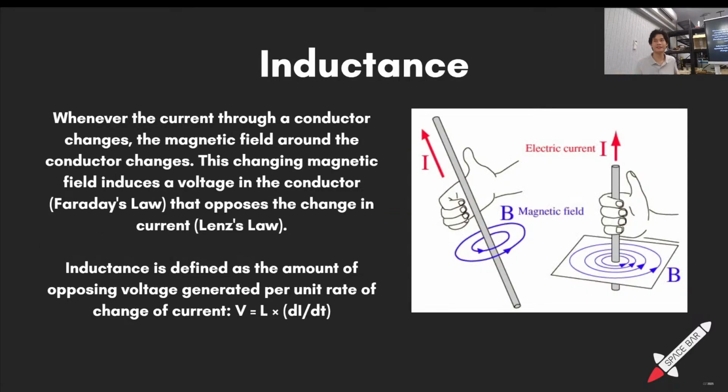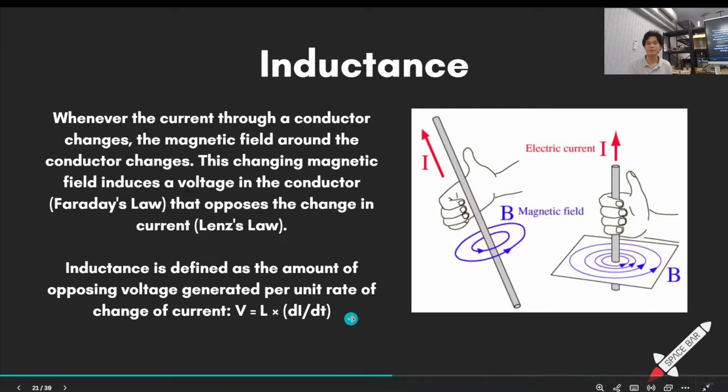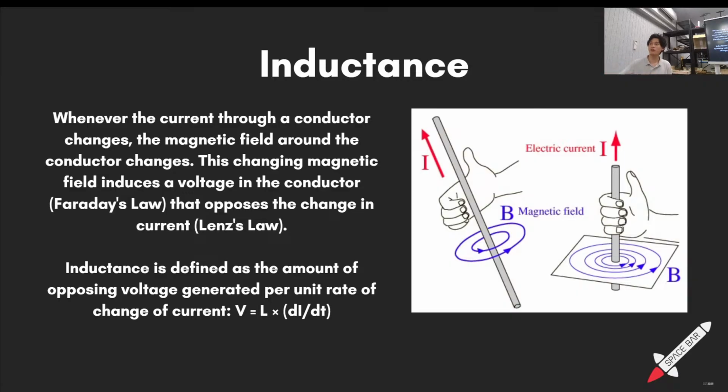Okay, so now we have the quantity inductance. Inductance quantifies the amount of opposing voltage generated whenever you have a certain rate of change of current. Okay, and I put this here, but we're not going to use it. Basically, if you have bigger inductance, you will have more reverse voltage for the same rate of change of current. So the rate of change of current affects the size of the reverse voltage, and the inductance can also affect that. Alright, any questions?